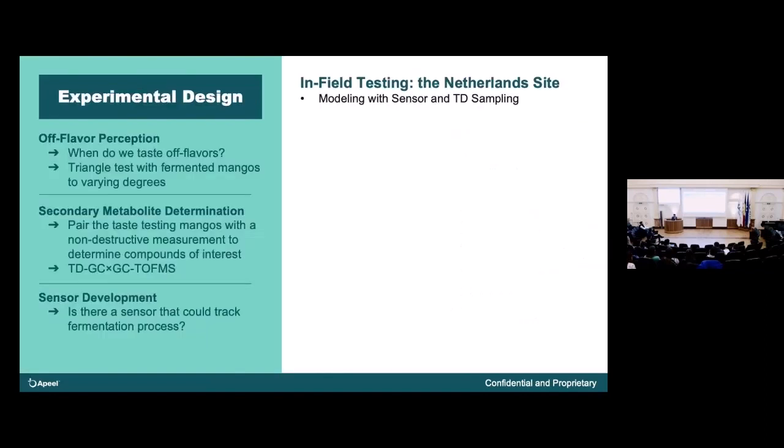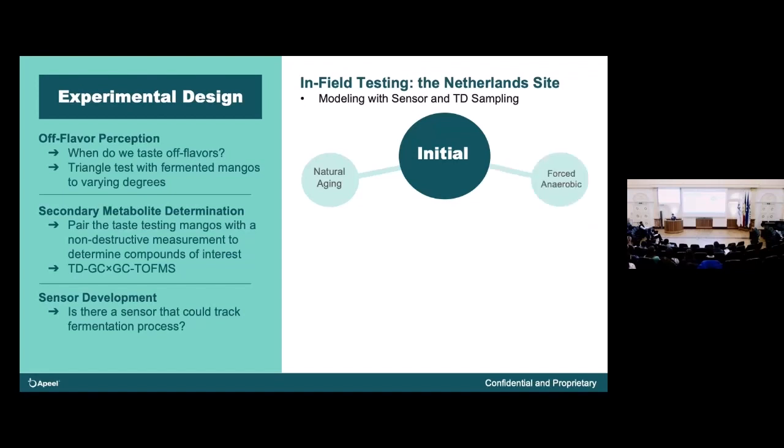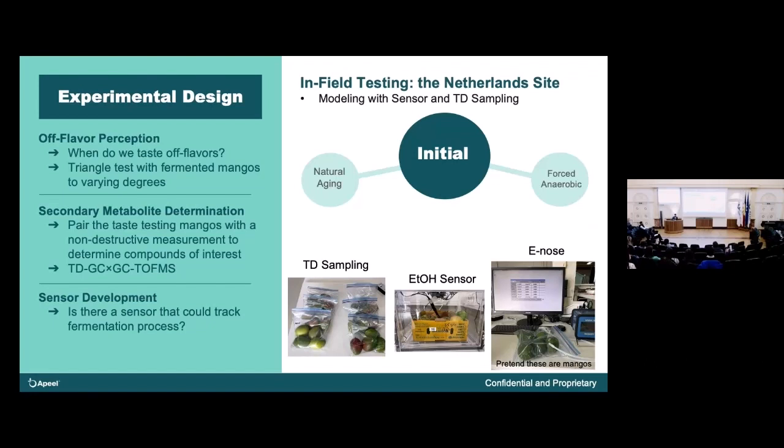Now it's about how we can model and maybe use sensors. The idea here is that we have our initial measurement group. We can have one that goes towards natural aging, one that goes to forced anaerobic, and then we do our TD sampling. We have an ethanol sensor, and we also used our electronic nose, basically hitting whatever we had with it. Then we can use different conditions such as controlled atmosphere, cold storage, and our treatment strengths as unknowns to figure out what's going on.